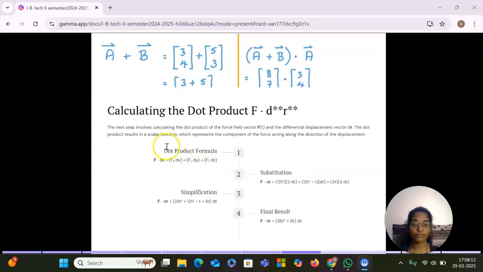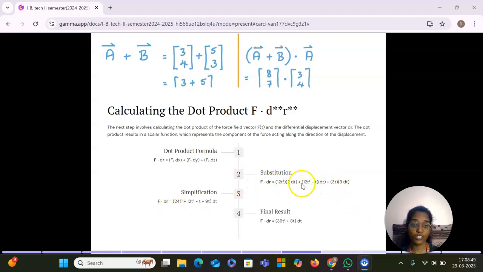Next, calculating the dot product of F and dr bar. So we are calculating Fx dx plus Fy dy plus Fz dz, as dr is dx, dy, dz, and F is what we have already calculated. So we are substituting that. 12t squared into 2 dt, as dx is 2 dt, so Fx is 12t squared. Fy is 12t squared minus t, dy is dt, Fz is 3t, and dz is 3 dt. And we are simplifying that.